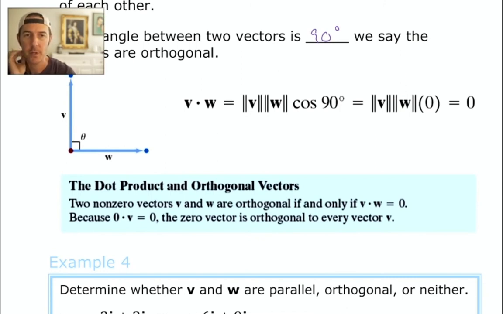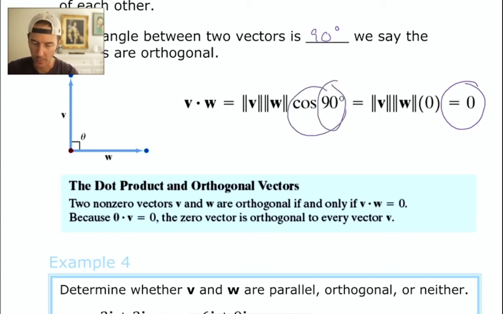So here we see that if we take V and we dot it with W, that's equivalent to mag V times mag W times, if they are orthogonal, the cosine of the angle between them, which is 90 degrees. Of course, the cosine of 90 degrees is 0, so I don't care what the magnitudes of V and W are. When we multiply by 0, we're going to get 0. So this equaling 0 only occurs if this angle measure is 90 degrees, so that the cosine of 90 degrees ends up being 0.